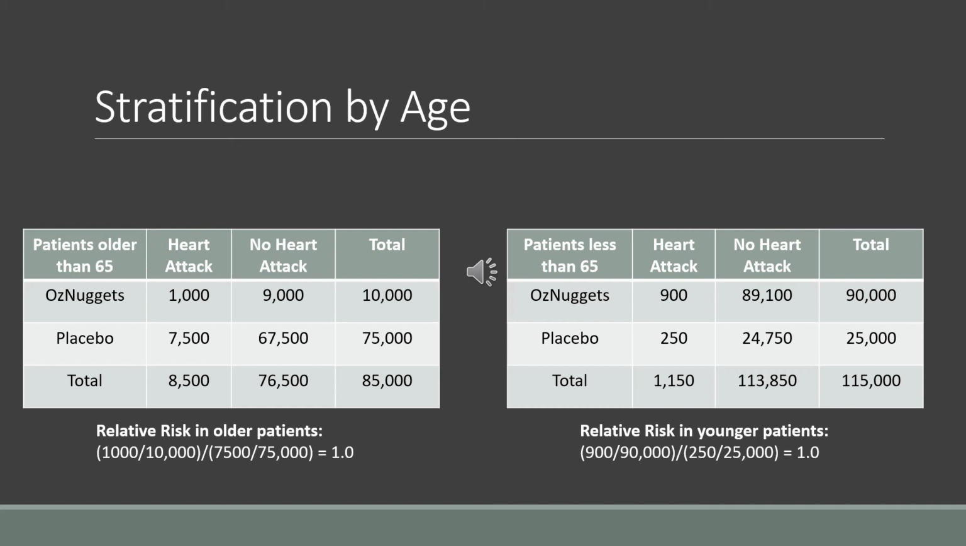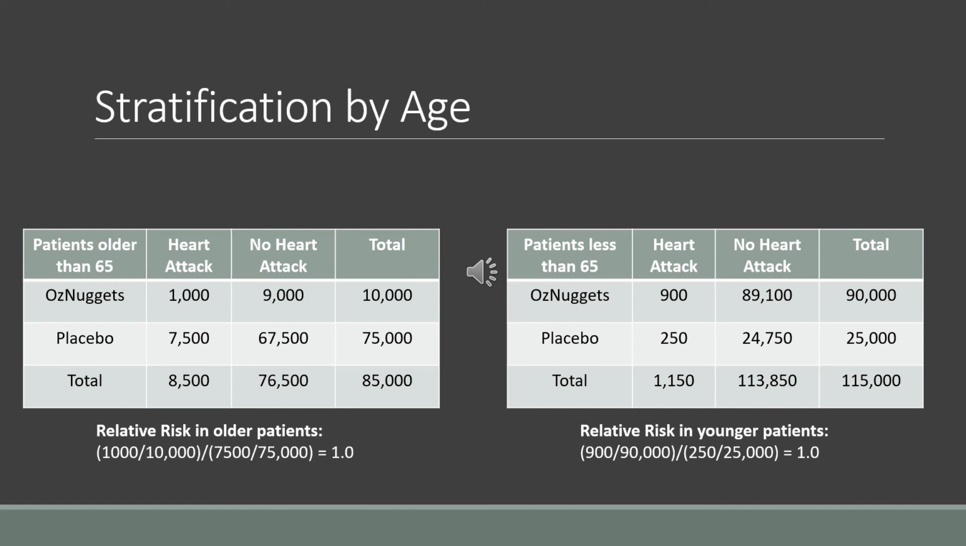But if we look at the results only in this cohort, we see that the relative risk is very different. It's 1,000 divided by 10,000 is the incidence in the Oz Nugget group, and then 7,500 over 75,000 in the placebo group. Actually, the relative risk in older patients is 1.0, so no difference between groups. Then we look at patients who are less than 65, much more common in the Oz Nuggets group at 90,000, much less common in placebo at 25,000. But again, when we do the incidence, 900 divided by 90,000 over incidence of placebo, 250 over 25,000, again, the relative risk is 1.0 or no difference.